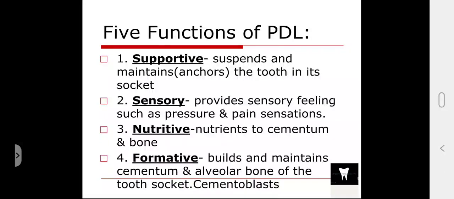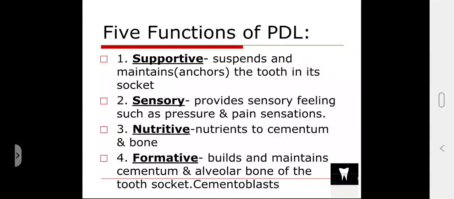So going over these functions a little bit better, when we say supportive, it suspends and maintains the tooth in its socket. It's so important. And so when that starts to break down, what do we get? Well, the tooth becomes loose. Then we start to also get alveolar bone loss. The sensory portion of it provides sensory feelings such as pressure and pain.